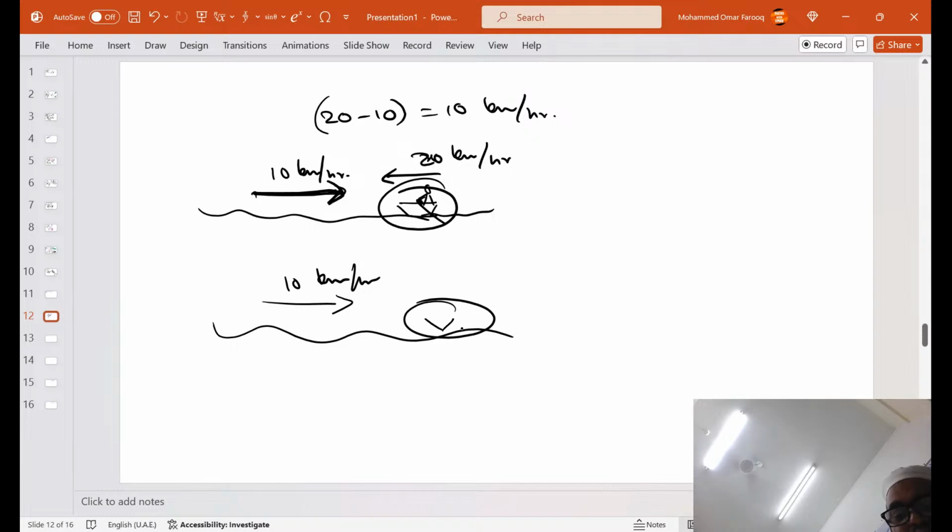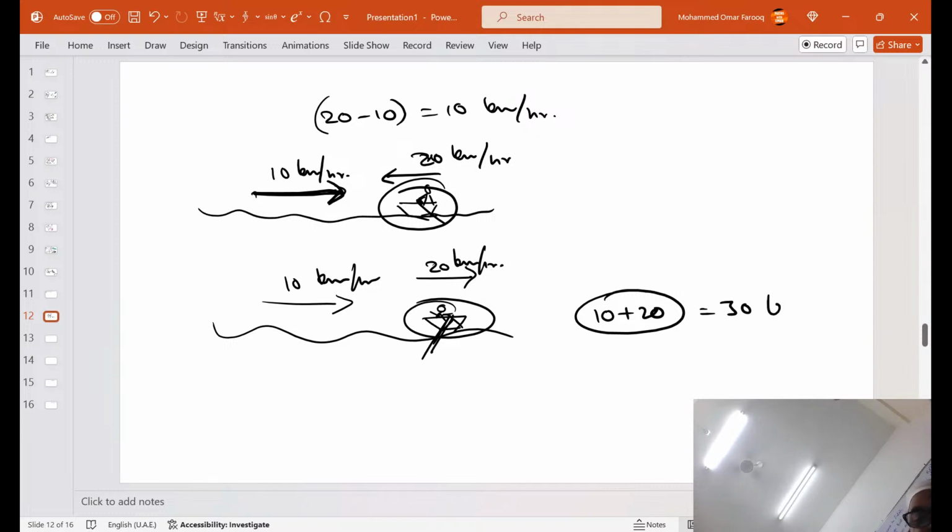Mehrab is also going this way with 20 kilometers per hour. So since they are going in the same direction, what happens? The resultant speed will be 10 plus 20, that is equal to 30 kilometers per hour. So this is the concept.